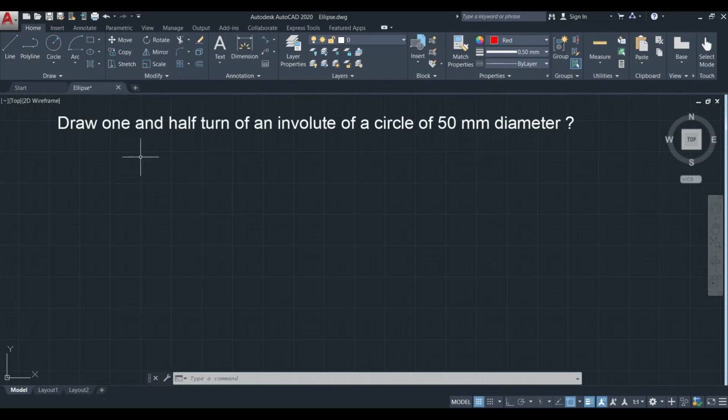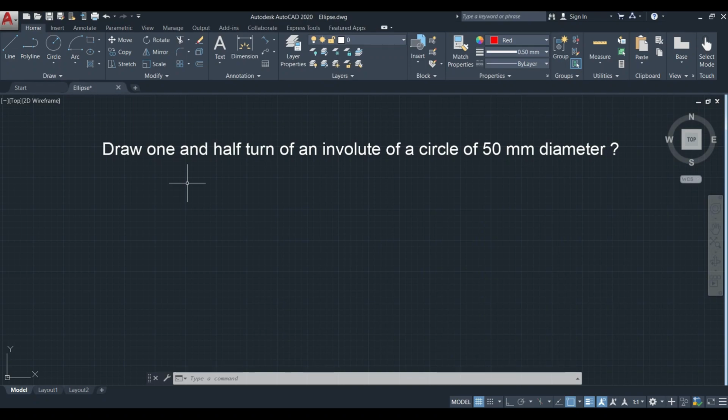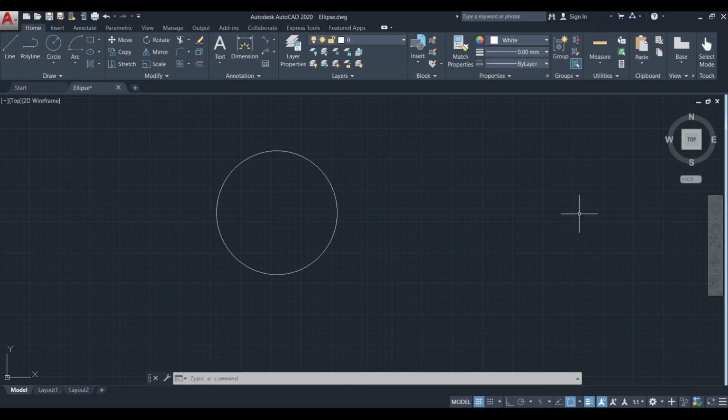Here we have a question: draw 1.5 turns of an involute of a circle of 50 mm diameter. So let's solve this question also. We have the circle of diameter 50 mm and we have to draw an involute curve having 1.5 turns. For that, the first step is to draw a circle having 50 mm diameter. The second step, obviously, is to divide this circle into 12 equal parts.